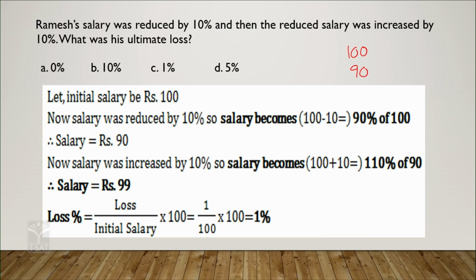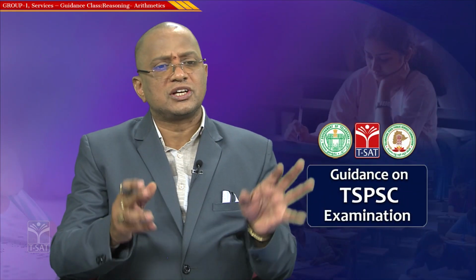And then there is a 10% increase in the reduced salary, means 10% of 90, which is equal to 9. So, 90 plus 9 is 99. Initially it was 100 rupees, then it is 99 rupees. What is the loss here? 100 minus 99, which is 1. So, there is 1% loss. In this general sense also you can calculate.